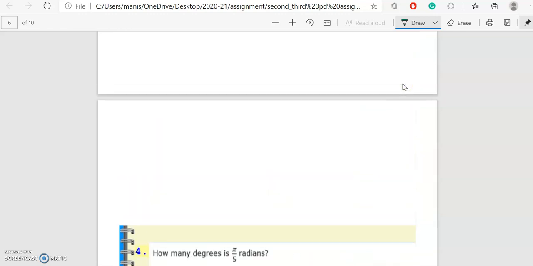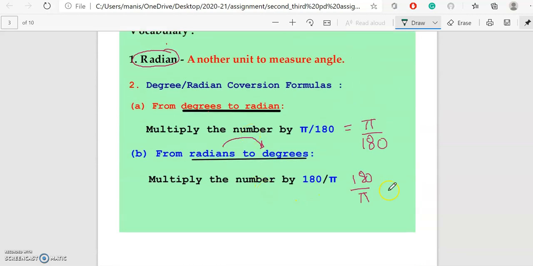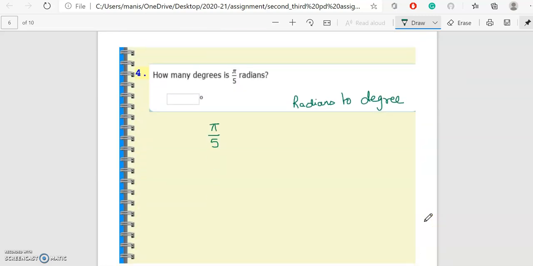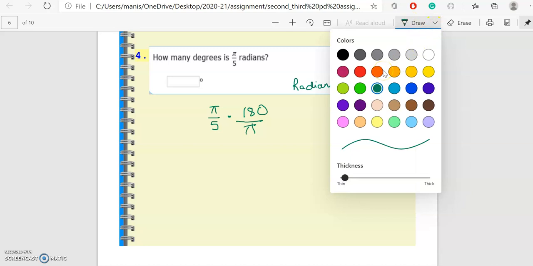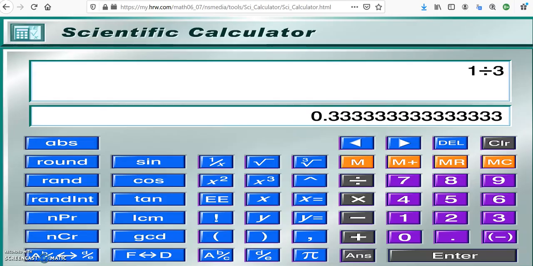So if you come back to this slide where I gave you the formulas, radians to degrees, you multiply the number by what? 180 over pi. This one is kind of easy for us. So I will multiply this number by 180 over pi. Let's change the colors. This pi and this pi get cancelled out. You are left with 180 over 5. Now this job our calculator can do. 180 divided by 5.